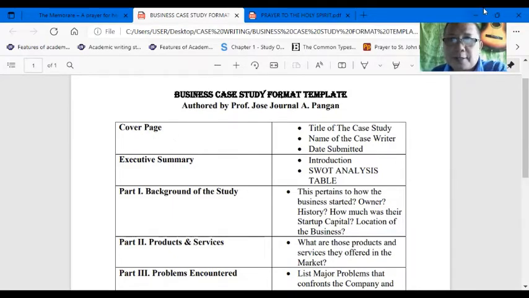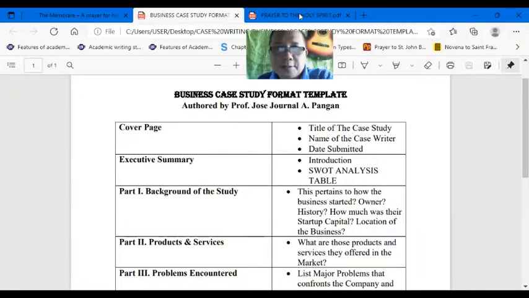We need a cover page. What does the cover page do? It has the title of the case study. So of course, your name should appear on the cover page as the case writer, and the date submitted.